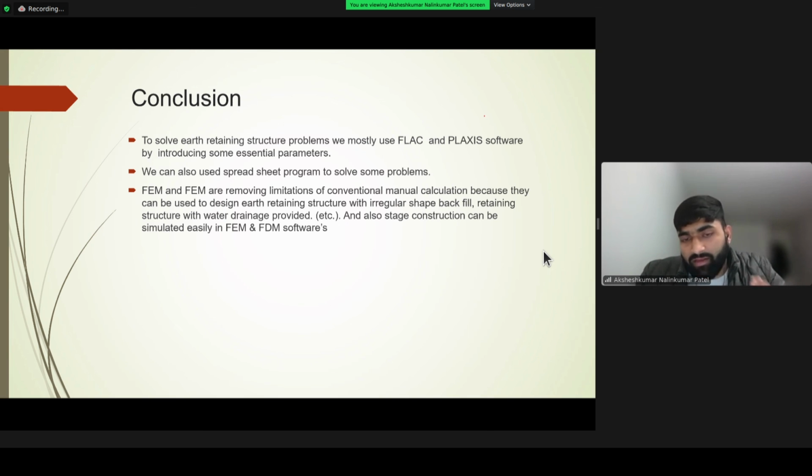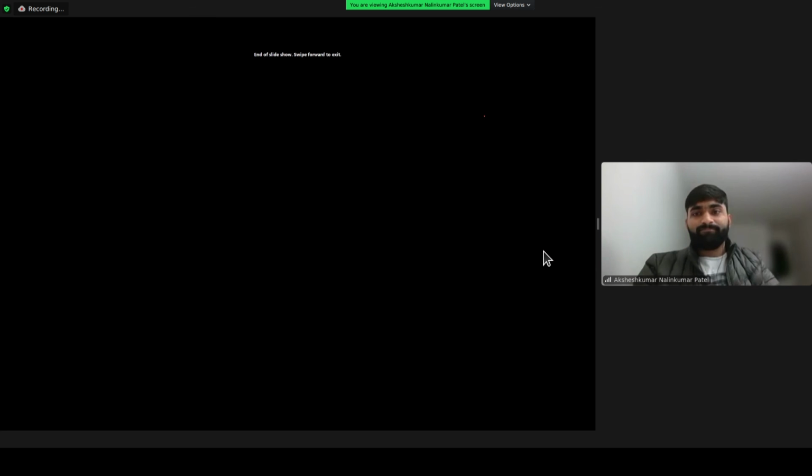There are some assumptions that we use when the soil is vertical, but it is also used when there is any kind of irregular shape of the backfill. It also simulates some stages of construction. We mostly use the Flex and Plaxis software to solve this example. We can also use a spreadsheet. So thank you.